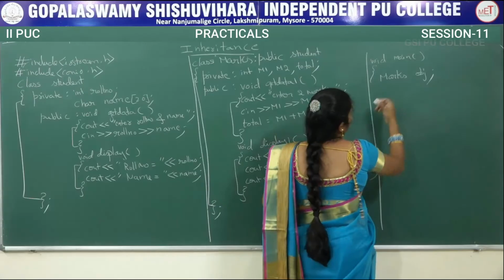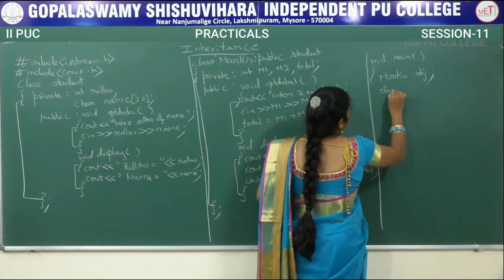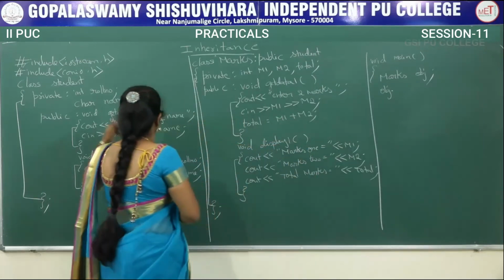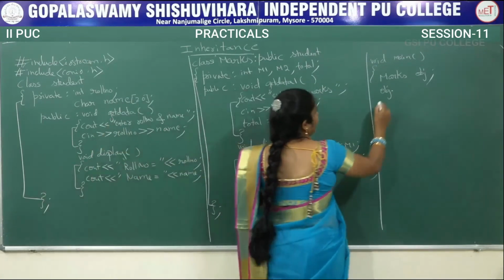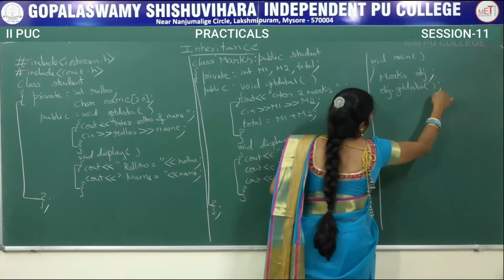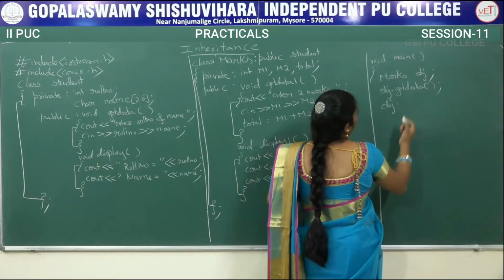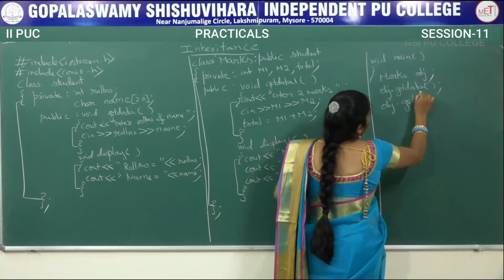Then next, after that, call the functions one by one. Object dot whichever you want, you can call. For example, first I am going to take the get data function. I am going to call the get data function. Next, object dot get data 1.